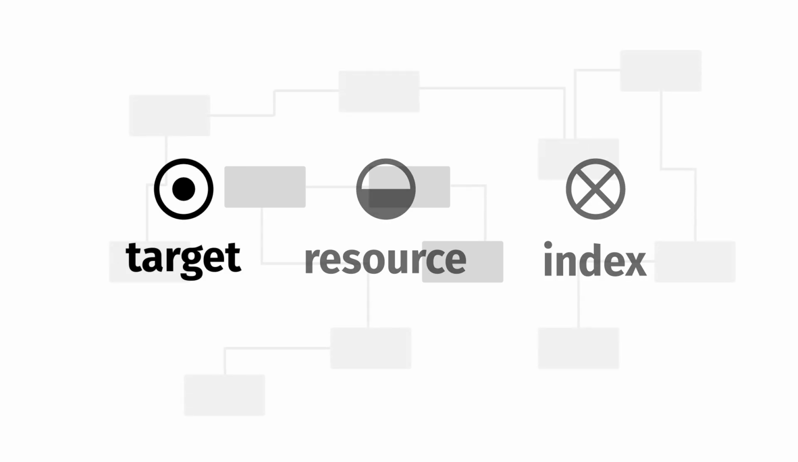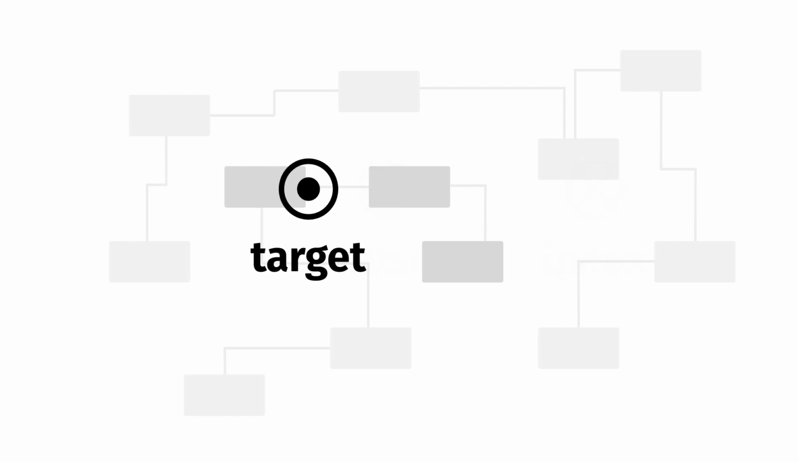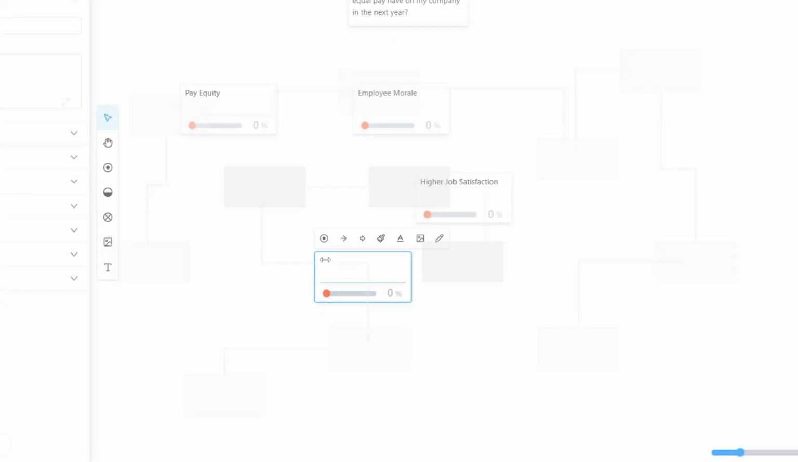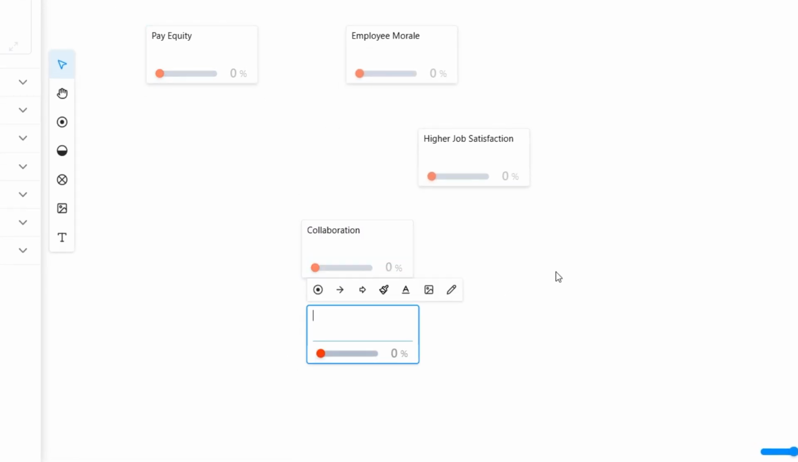When building a causal model, I mainly use target elements. These work great for abstract values that are not easily quantifiable. They have a value range from 0 to 100%, which is nice for concepts like collaboration or innovation.